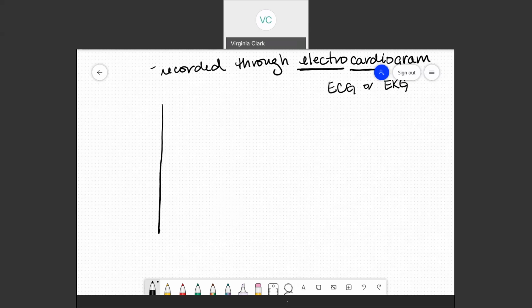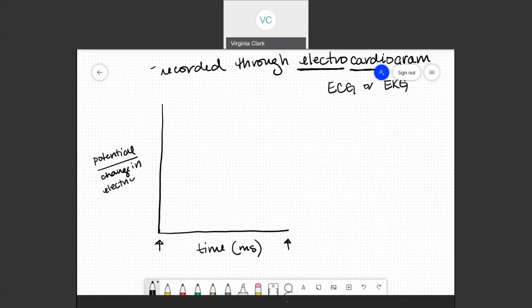You're always going to do time, usually in milliseconds, on the x-axis. So you're starting here and you're ending here. It's a generic time, milliseconds or seconds. And then up on the y-axis, you're going to be measuring the change in electric potential. This is going to be measured in millivolts.